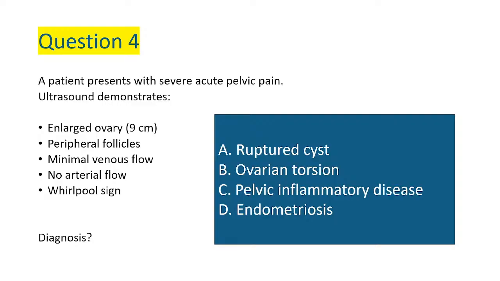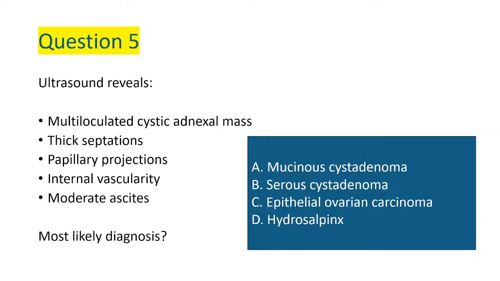Ultrasound demonstrates large ovaries, 9 centimeters, peripheral follicles, minimum venous flow, no arterial flow, and so the key words. So here, no arterial flow, let's see the colorful signs. So you see on color Doppler, ovarian torsion. So the purple sign, look at what is happening. The characteristic sign, ovarian torsion.